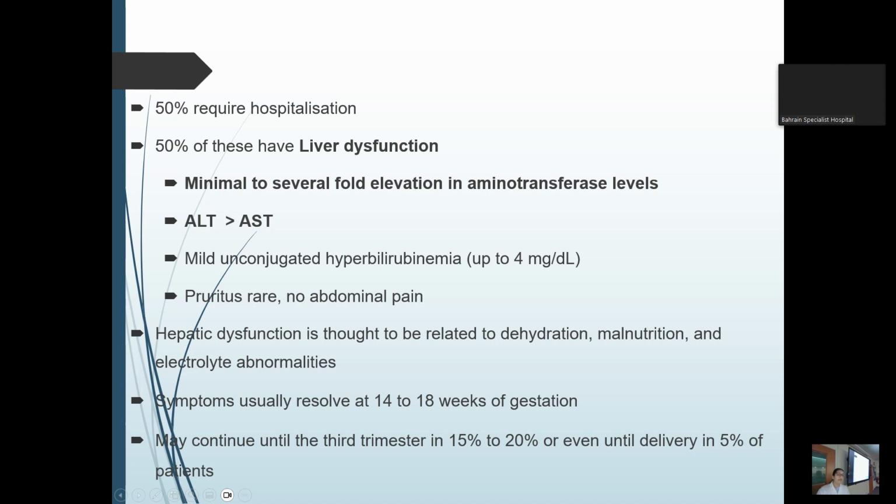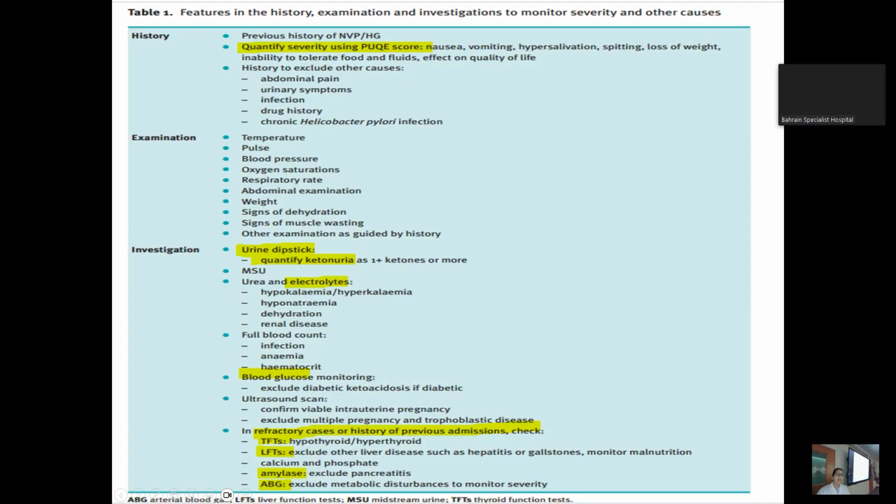Symptoms usually resolve at 14 to 18 weeks of gestation, but may continue until the third trimester in 15 to 20% of the patients, even until delivery in 5% of the patients. So it is the clinical interpretation of the patient and the investigation workup.